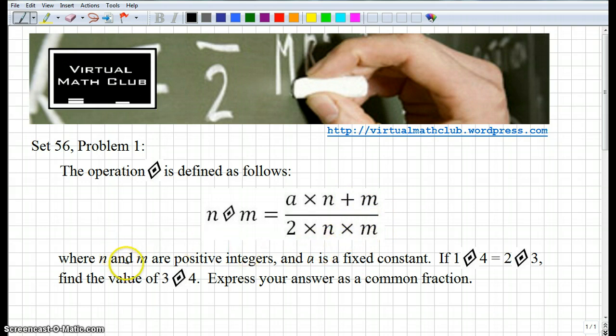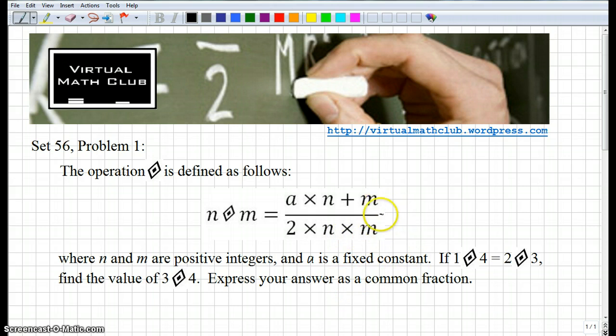So, we're told that n and m are positive integers and that a is a fixed constant. And if 1 diamond 4 is equal to 2 diamond 3, find the value of 3 diamond 4 and express your answer as a common fraction.